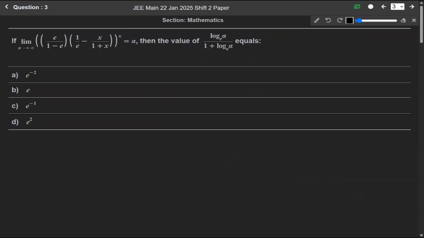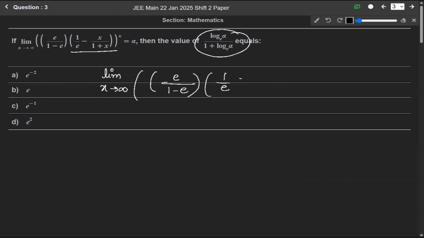Okay. Now next question, third. If limit x tends to infinity of (e over 1 minus e, 1 over e minus x over 1 plus x) whole to the power x equals alpha, then the value of this is, okay. So we are given limit x tends to infinity of (e over 1 minus e, 1 over e minus x over 1 plus x) whole power x. It is given as alpha, okay.